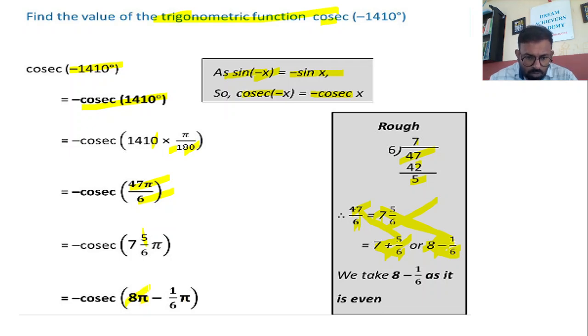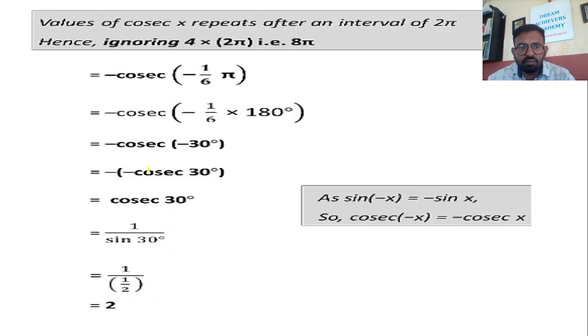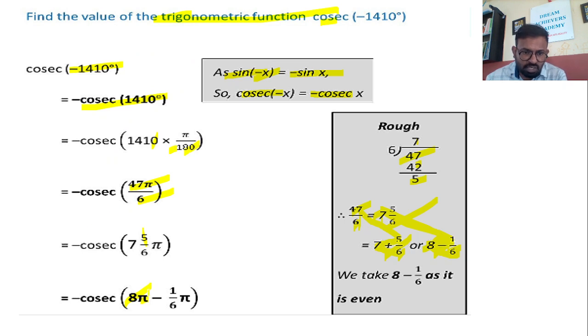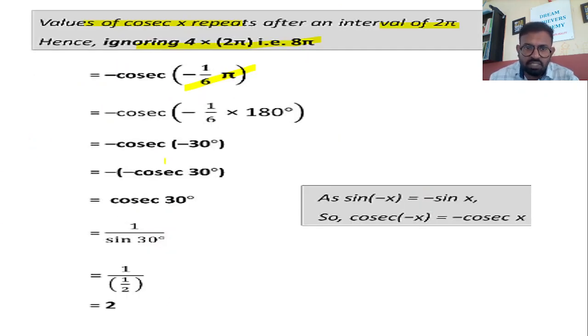So, as we all know, when the x repeats after an interval of 2 pi, we can neglect the value of 8 pi. So, we will get cosecant of minus 1 by 6 pi. How, sir? Once again you can see here, 8 pi I am neglecting. I should write the negative as it is. So, I have written minus 1 by 6 into pi. Pi means nothing but 180 degree. Clear? So, 180 degree divided by 6, we will get 30 degree.